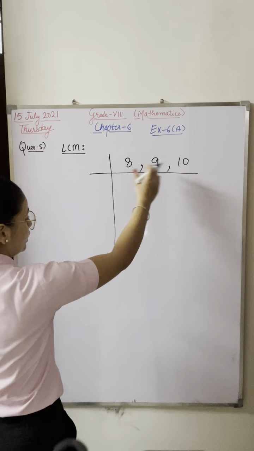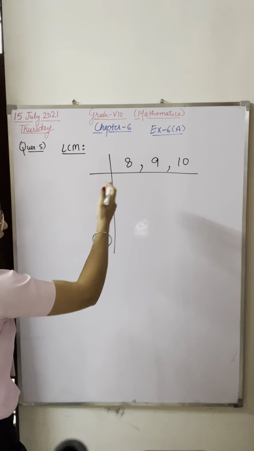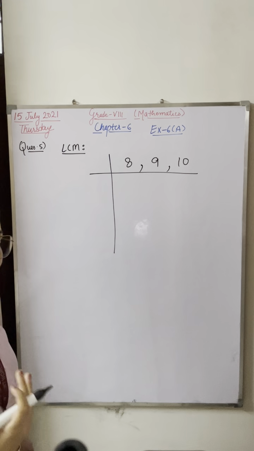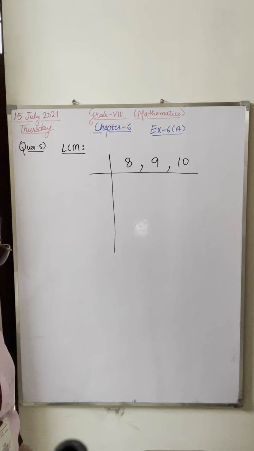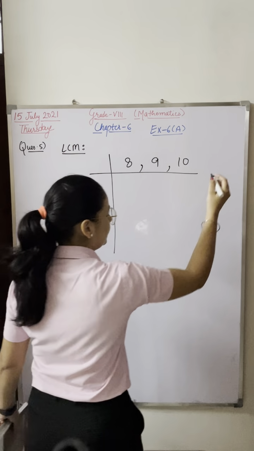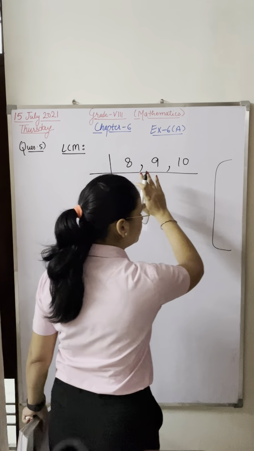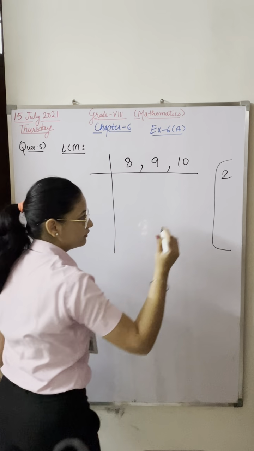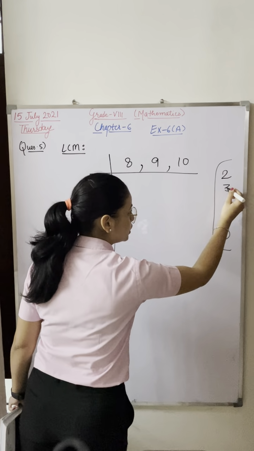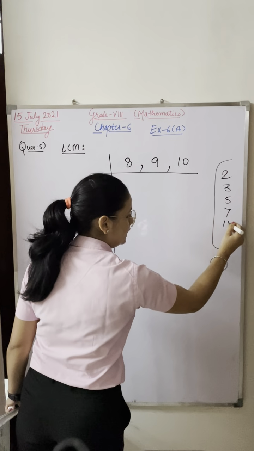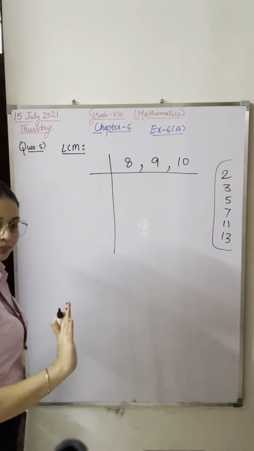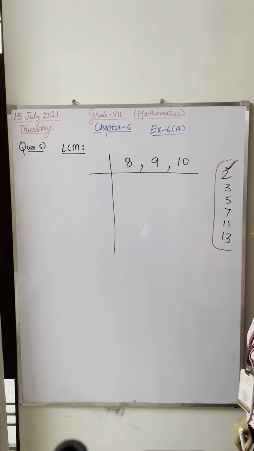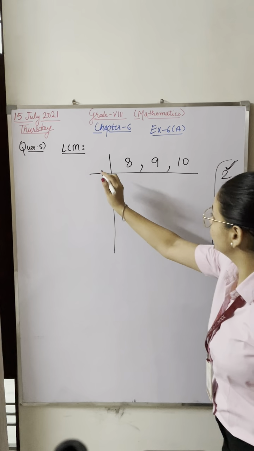In these three numbers, first of all, these numbers will go on which table, or on which number? The smallest. Very good. Again, I'm telling you, you have to go for the LCM with the prime numbers, starting with the smallest: 2, 3, 5, 7, 11, 13 and so on. Always start with the smallest prime number. So I am going to start here with 2.